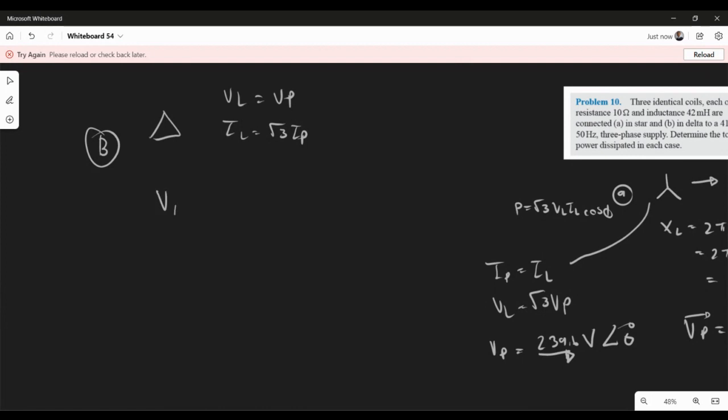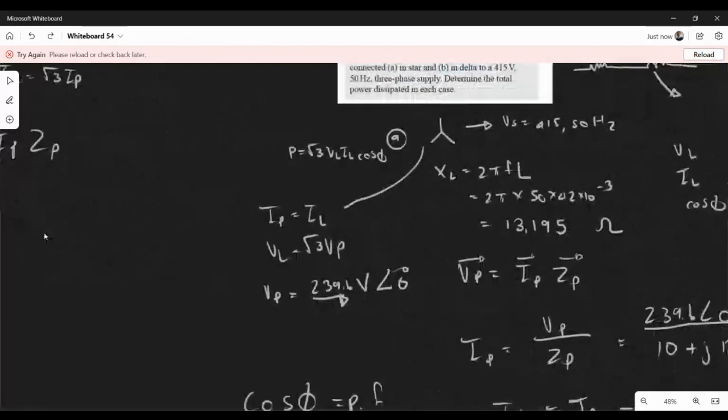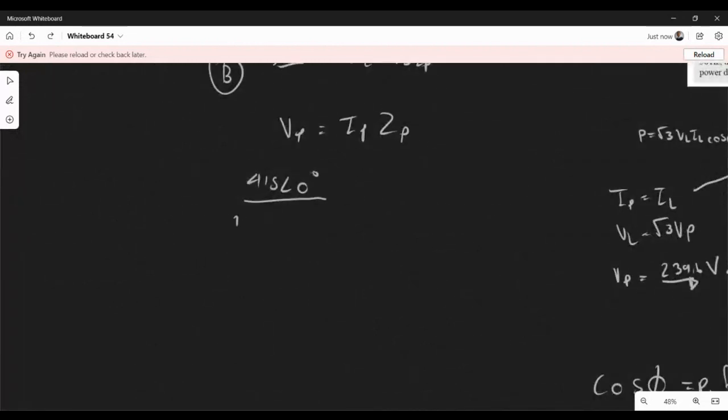Cool. So once again, we still need to find the current. That's not going to change per phase, but our voltage was 415, and that remains the same because our line voltage is equal to our phase voltage, and we're dividing this by the same impedance, because that hasn't changed, which was 10 plus j13.195. And that's your phase current.